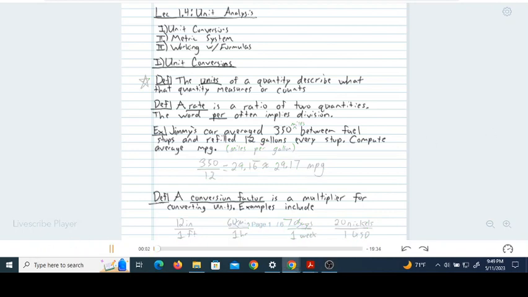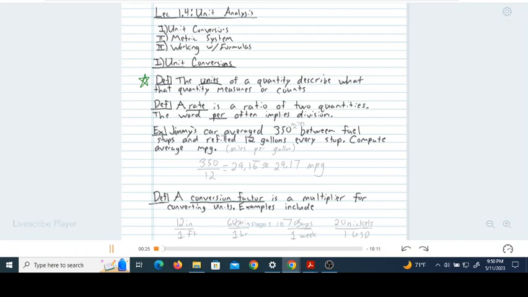Alright, here we have lecture 1.4, the final lecture of Unit 1, Unit Analysis. So, we'll begin by introducing the concept of a unit. A unit of a quantity describes what that quantity measures or counts, whereas a rate is a ratio of two quantities, and you want to keep in mind the word per often implies division mathematically. So, let's look at this first example here.